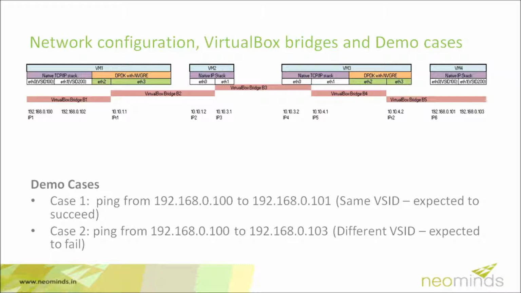So this is a case of traffic between two nodes in different VSIDs, which means that these two nodes are in two different virtual subnetworks. So this case is expected to fail. My colleague Bhargav, who is part of the NVGRE development team, will execute these two cases now.